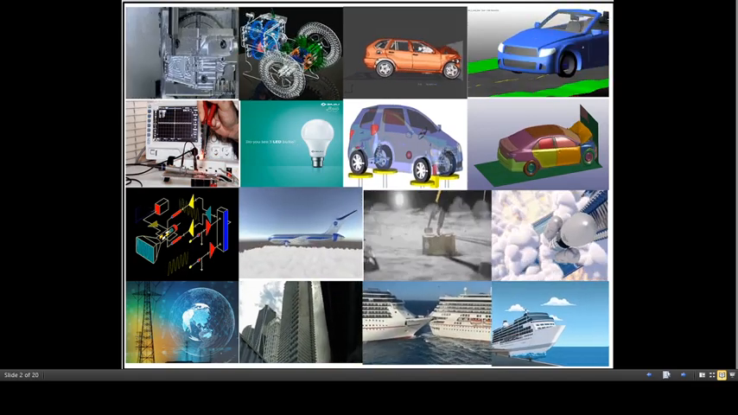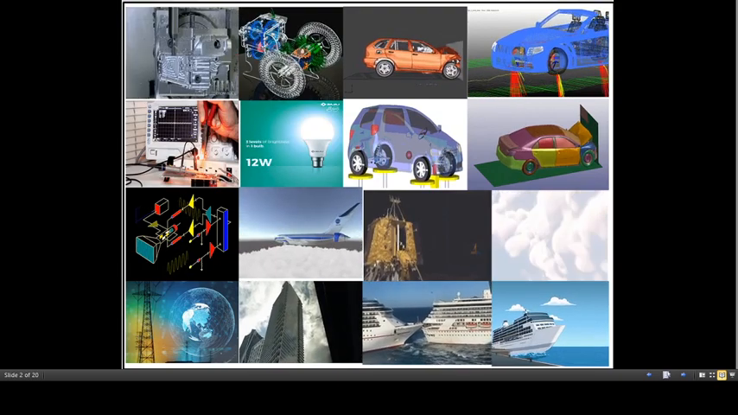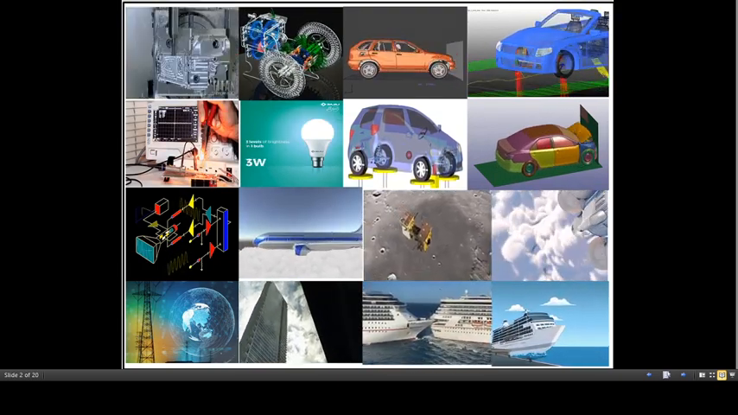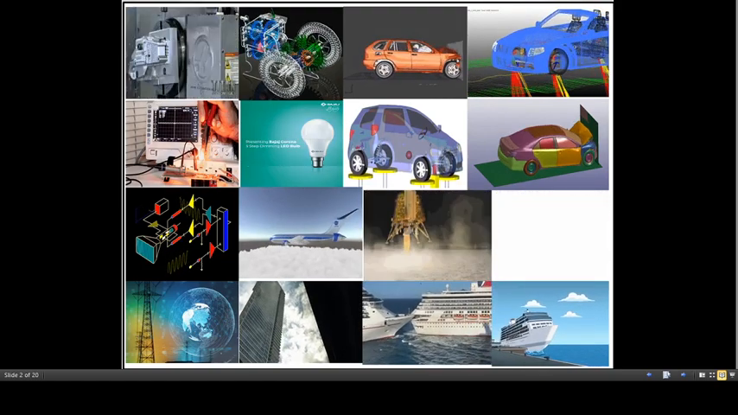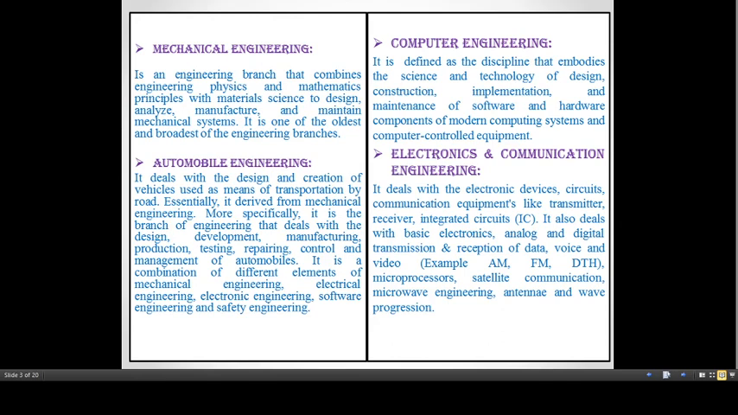Yes, purposefully I have taken a pause for a few moments. Enjoy all the diagrams, images, simulations, and models in front of you. Now see, I know all of you belong to these branches. So the definitions of a few branches are in front of you.